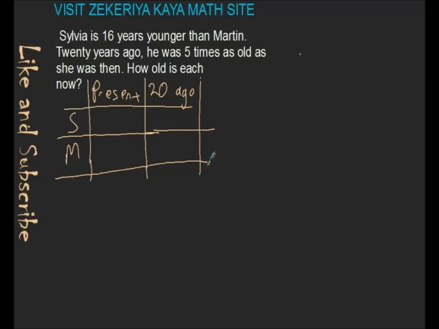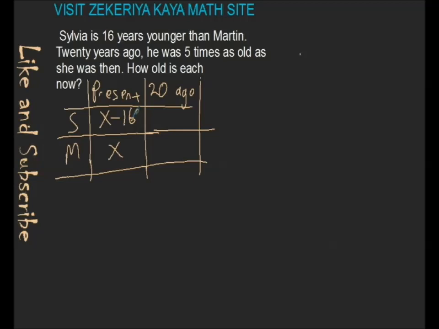Look at that. For each case, we have a connection. All of you started with the present time. So, in present, what's the idea in present? Sylvia is 16 years younger than Martin. So, if I tell that Martin is x, Sylvia will be x minus 16. Sylvia will be 16 years younger. Everybody did this step. Am I right?